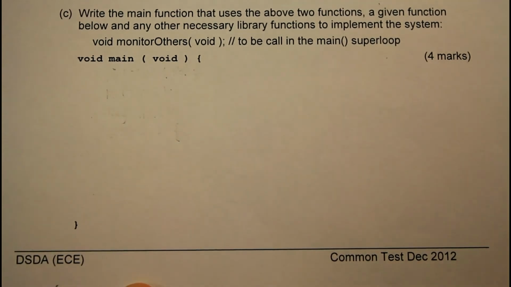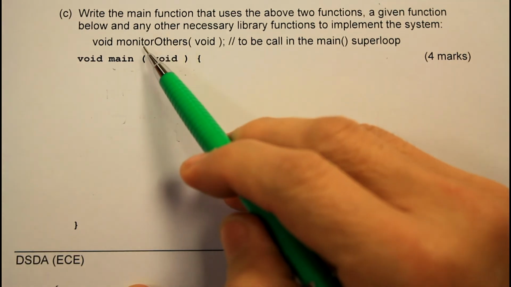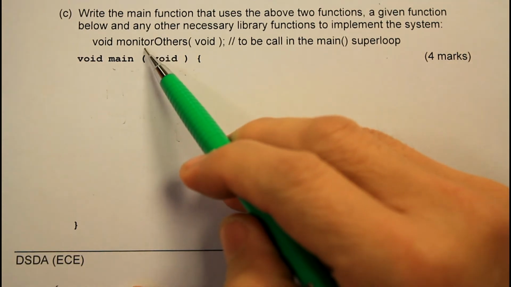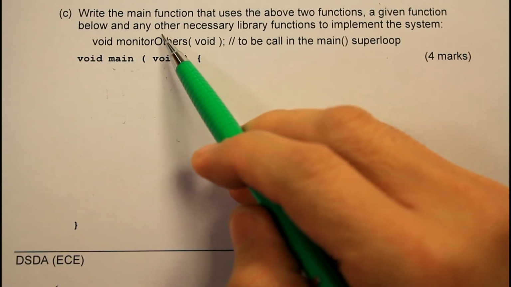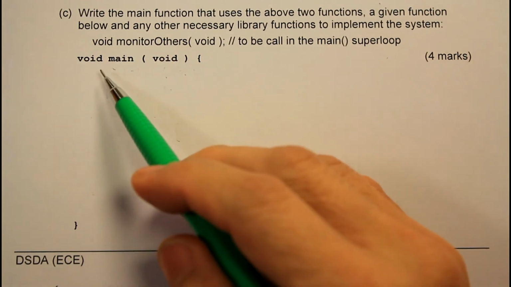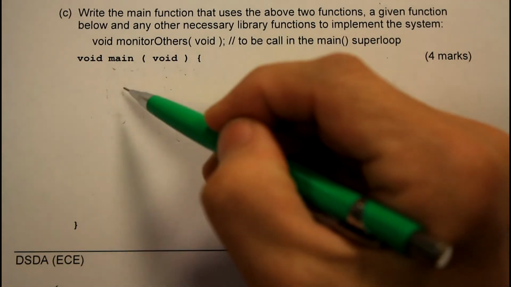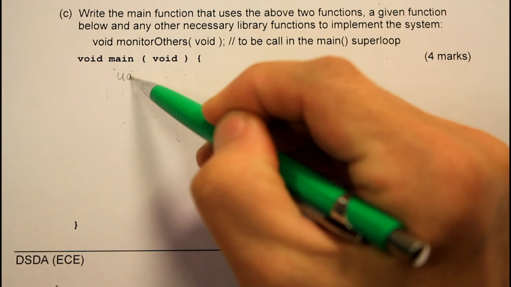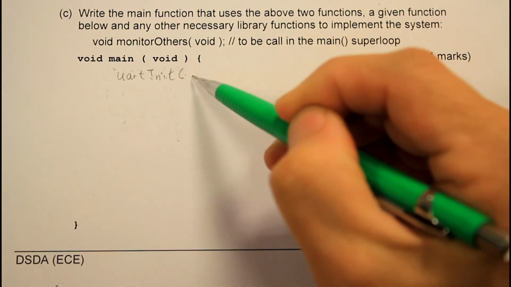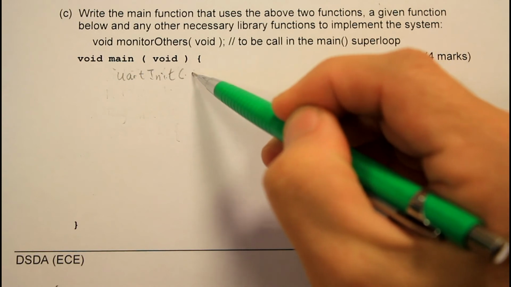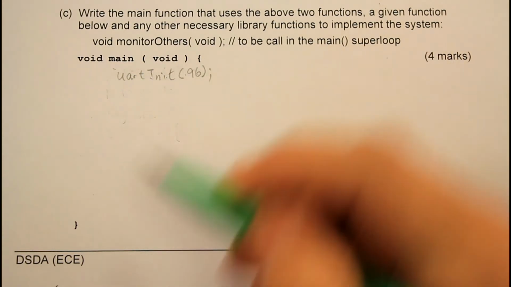Finally, in part C, we have to write the main program that uses the above function and the given function monitor others and any other necessary library function to implement the system. So in our main program, we have to do the following thing. First, we have to initialize the UART. We have to initialize it to 9600 bits per second. So we have to put 96 here because this will be multiples of 100.